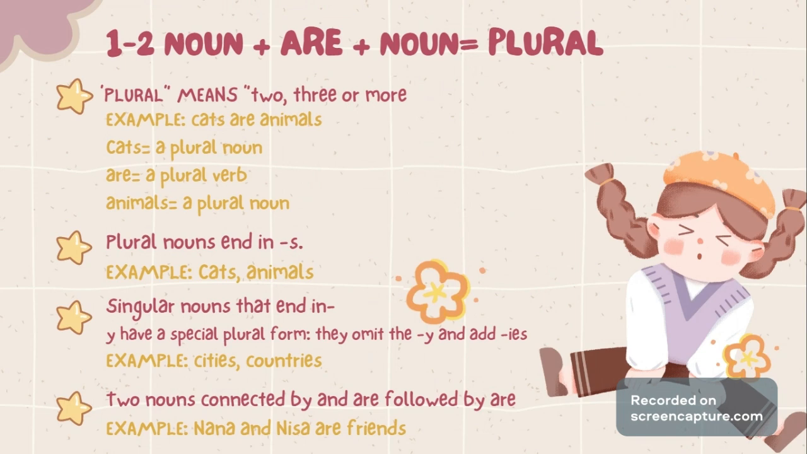Singular nouns that end in y have a special plural form. Omit the y and add ies. Example, cities and countries. Two nouns connected by and are followed by are. Example, Nana and Nisa are friends.